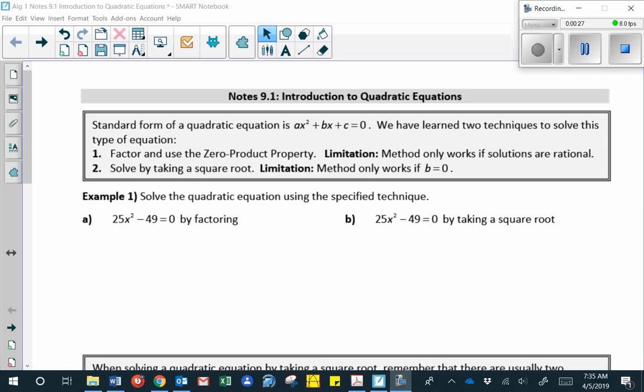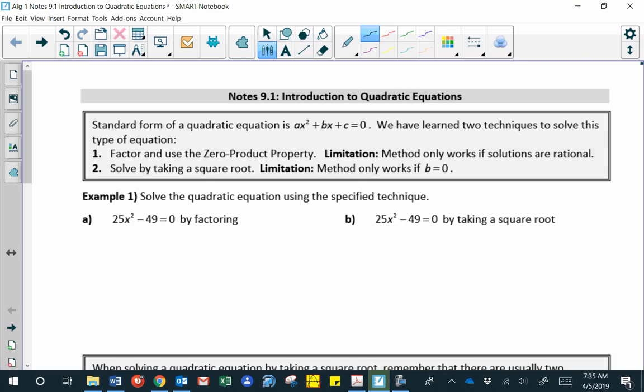The second method that we've used recently, when solving equations using the Pythagorean theorem, is by taking a square root. That method only works if, in standard form, the b coefficient of the x term is 0. Let's try that technique in an equation that can be solved both ways.